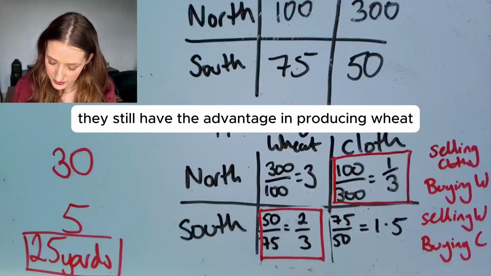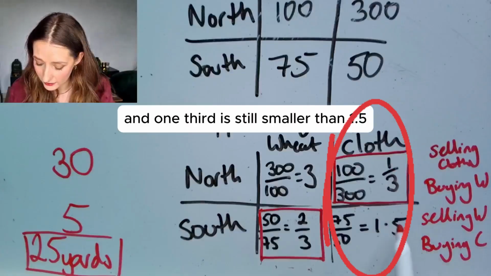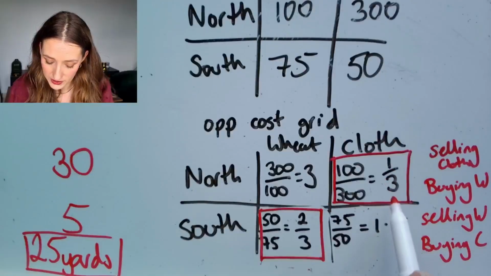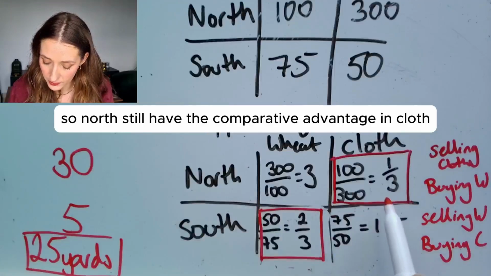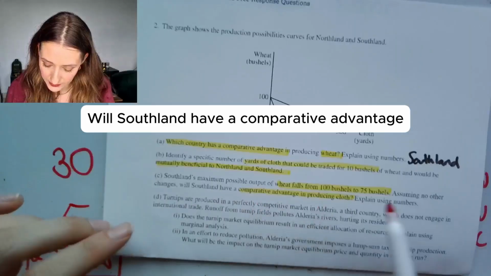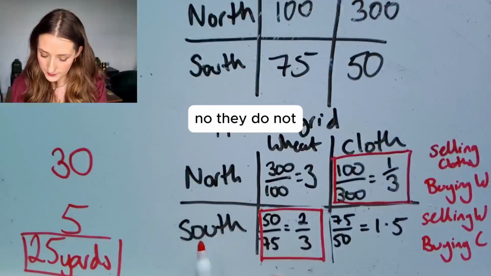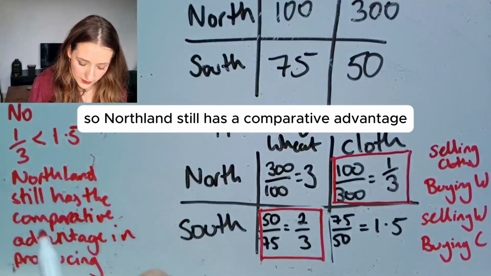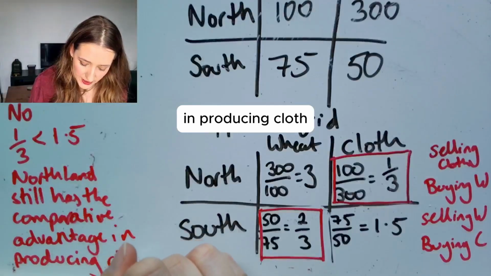advantage in producing wheat, and 1/3 is still smaller than 1.5. So North still has the smaller opportunity cost. So North still has the comparative advantage in cloth. They wanted to know, will Southland have a comparative advantage in producing cloth? No, they do not. No, 1/3 is still less than 1.5. So Northland still has a comparative advantage in producing cloth.